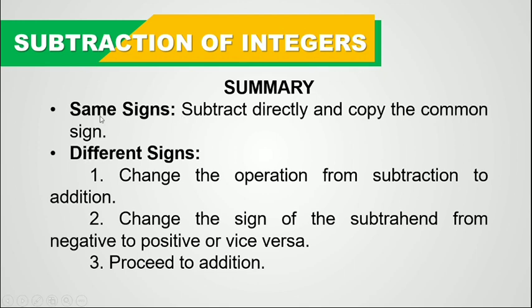Again, if they have the same signs, either both positive or both negative, you subtract them directly and copy the common sign. When subtracting a greater integer from a lesser integer, the answer is always negative. And when the signs are different, here are the 3 steps that you need to remember. First, change the operation from subtraction to addition. Then change the sign of the subtrahend from negative to positive or from positive to negative. And lastly, proceed to addition. That's basically the steps when subtracting two integers.